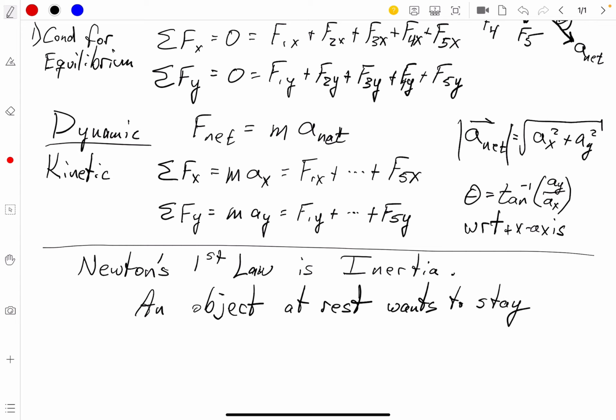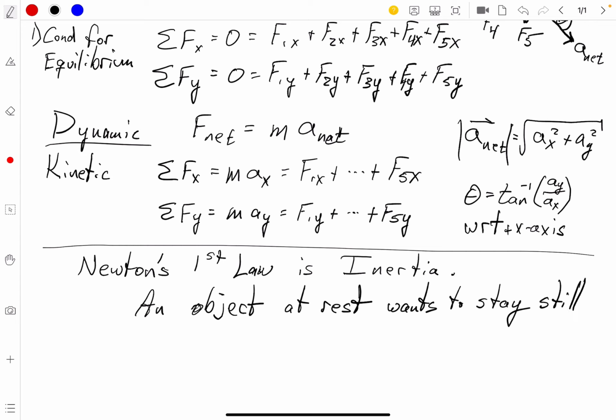Now, do objects want things? I don't know. They just don't want to move. So they're massive. It's hard to move them. They want to sit still. Why do they want to sit still? Well, that's a deeper question that I'll answer. I'll tell you all about it if you want, but you got to ask me. Okay, so an object at rest wants to stay still.